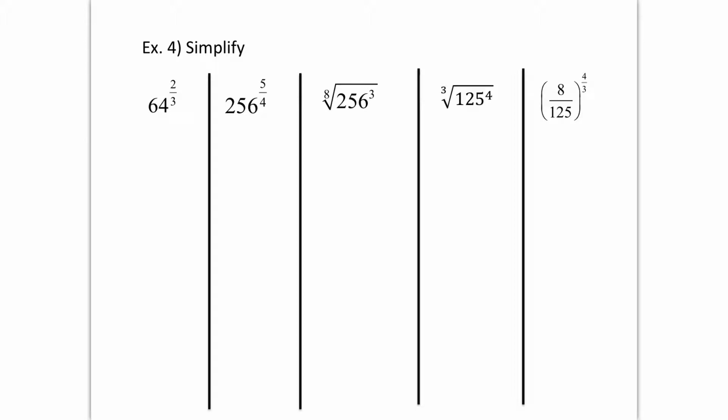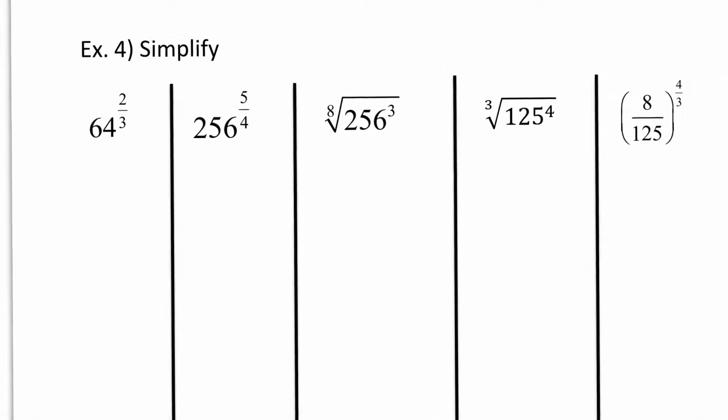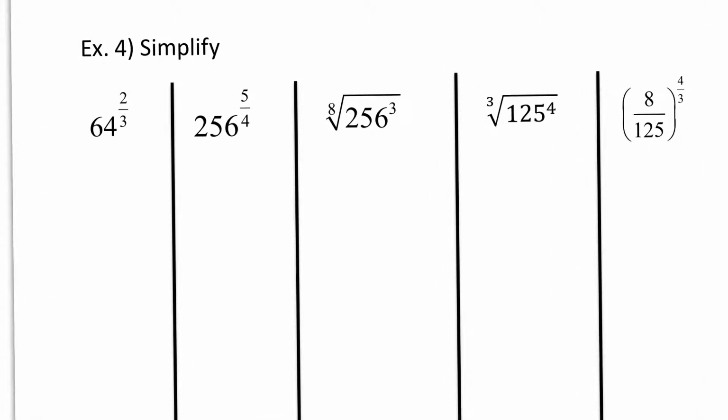So we have some examples here. First, let's go ahead and change those to radical form, and then we're going to simplify while using a calculator. So notice the first two are exponential form because the exponent is a fraction. There's the exponent. The next two are radical form. So we have the 8th root here, and we have the 3rd root over here. And the last one, well, you guys have a fraction with an exponent of 4/3. So let's go ahead and see how to change this one into a radical form.